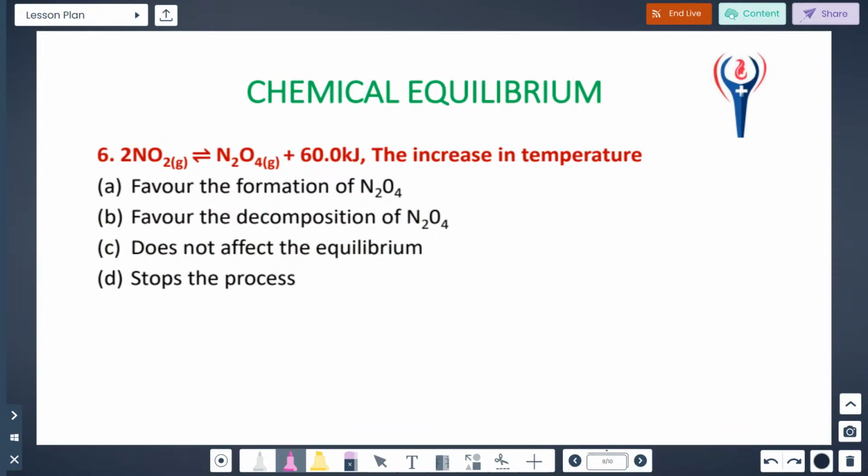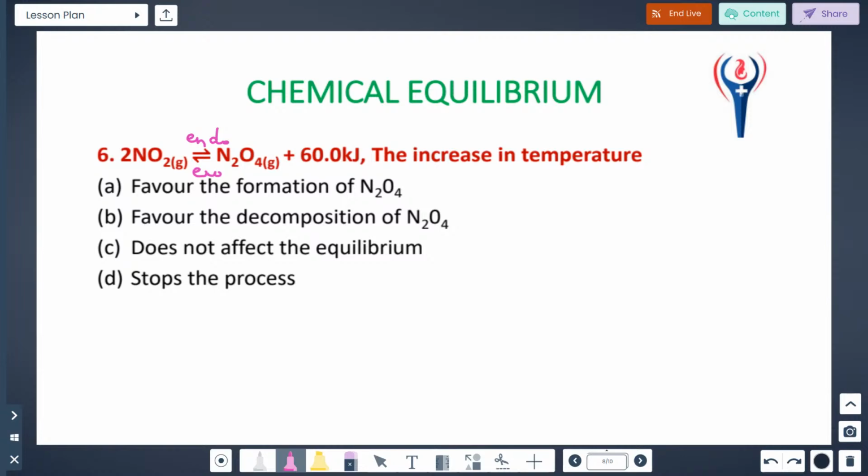2NO2 gives N2O4 plus 60.0 kilojoule. Suppose here this value is positive, this is endo. Just remember. If this value is negative, this is called exo. So this is endo means automatically this is exo. Understood? Okay. Now this is an equilibrium, and in this equilibrium this much heat is released.